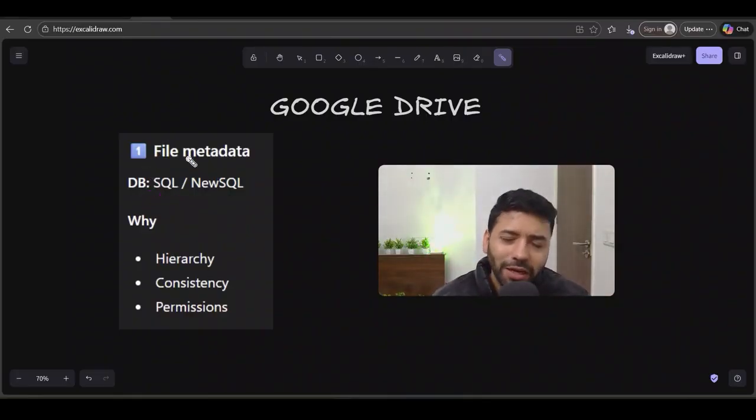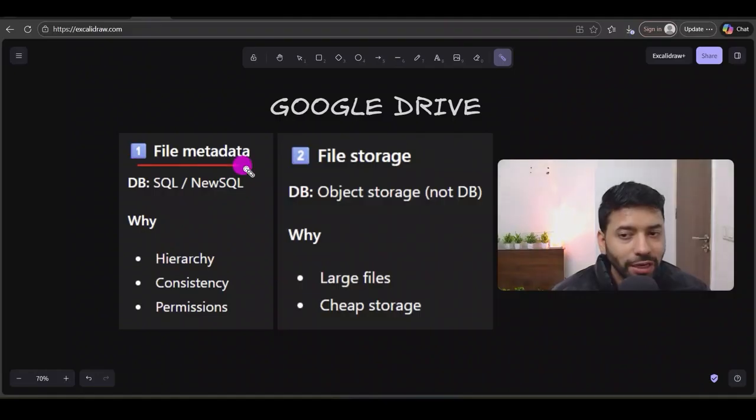Why? Because the file metadata is generally structured. So here we have factors like hierarchy, consistency, and permissions, and for that SQL, the structured schema or data, is totally fine. Okay, after the file metadata, we have the file storage, because we have to store the images and videos. And as we discussed, that will be stored in something like Amazon S3, which is file storage, and not in a database. So for this, we are not using a database, we are using file storage.